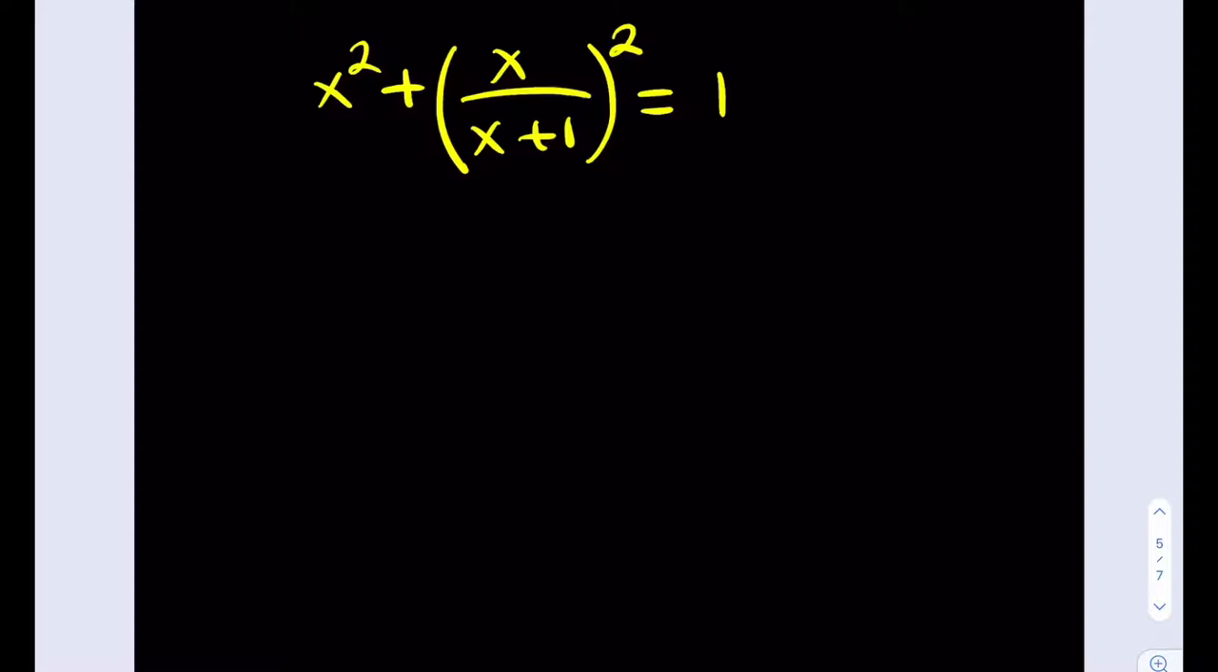Hello everyone, in this video we're going to be solving this equation: x squared plus the quantity x over x plus 1, squared, is equal to 1. Now if you just go ahead and expand this, you're going to be getting a quartic equation, x to the fourth plus 2x cubed plus x squared minus 2x minus 1 is equal to 0.